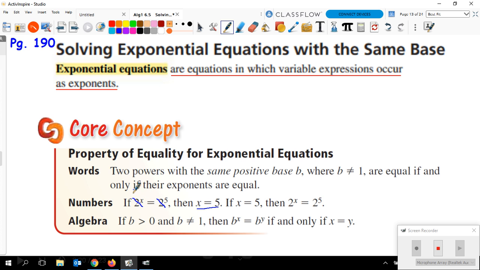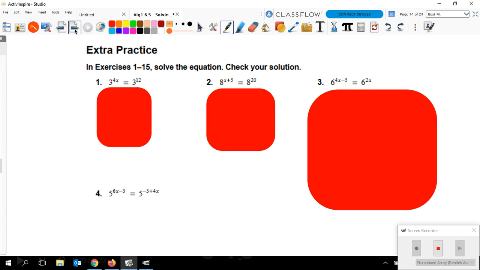Now if you have more of an expression in these two, you're going to set them equal to each other, and you might have some more solving left to do. So let's go on and try some of these now. Here we are on page 191 there in your journal book at the top. Now I'm going to do number 4 first with you, and then you're going to go back and try 1, 2, and 3. They should be very simple to do.